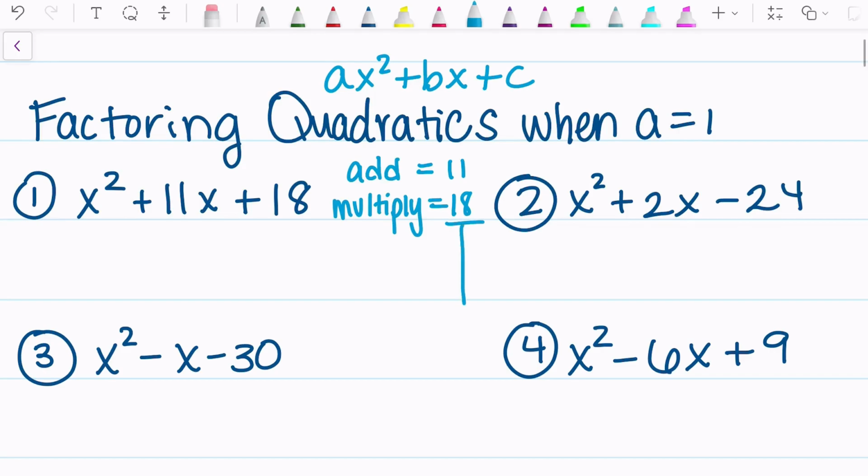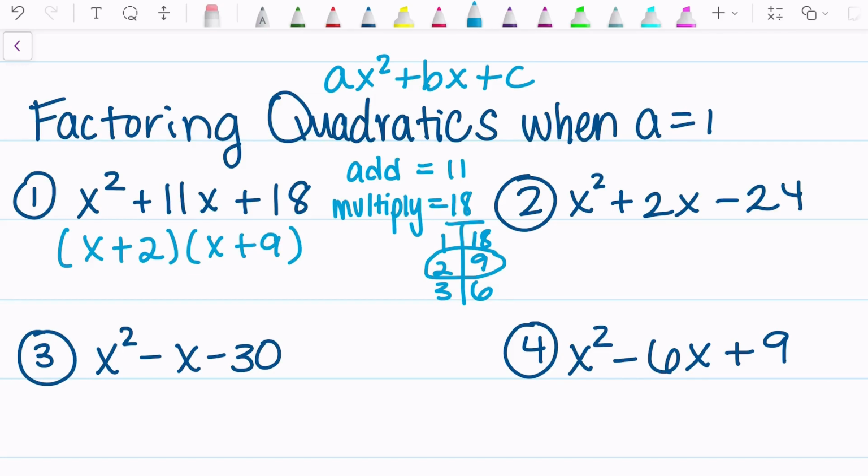So for 18, I'm just going to make a list of all the things that multiply to be 18. And so that would be 1 times 18, 2 times 9, 3 times 6. And then I ask myself, well, which of these options would add to be 11? And that would be 2 plus 9. And so then my factors are x plus 2 and x plus 9.